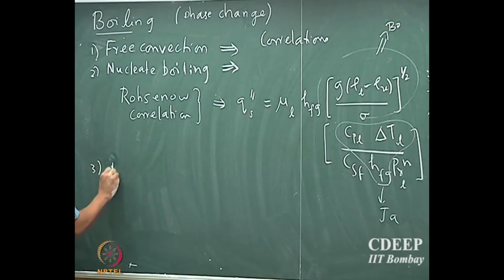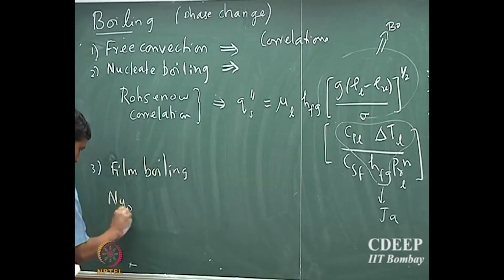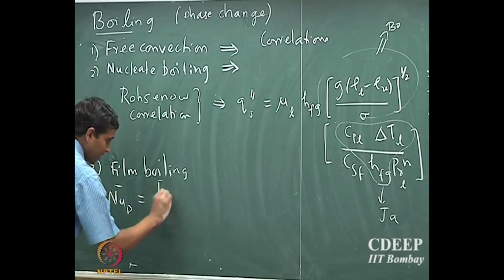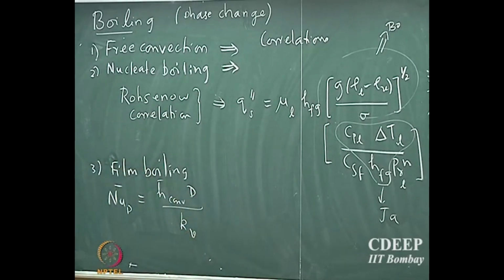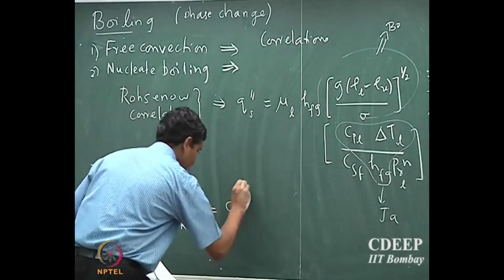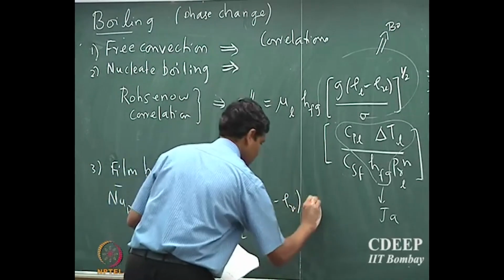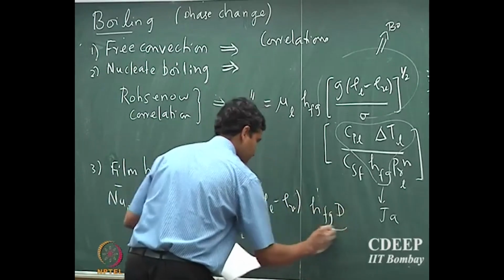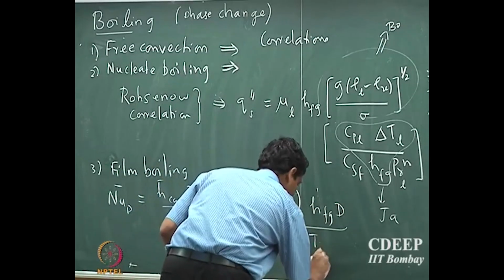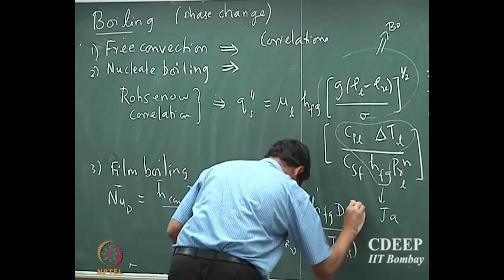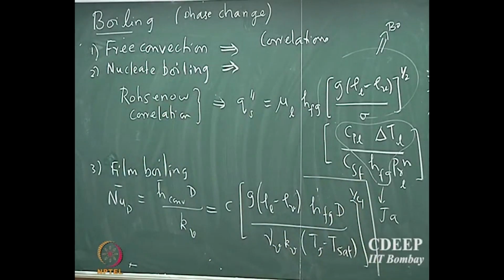Alright, so in the film boiling case, the Nusselt number, assuming that it's a cylindrical beaker, is given by C into g rho L rho V g mu V Tsat to the power of 1 by 4. So that's the correlation for the Nusselt number in the film boiling case.